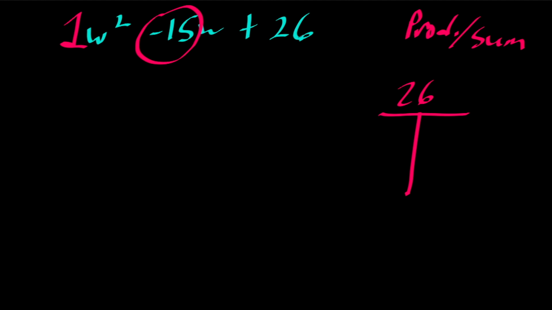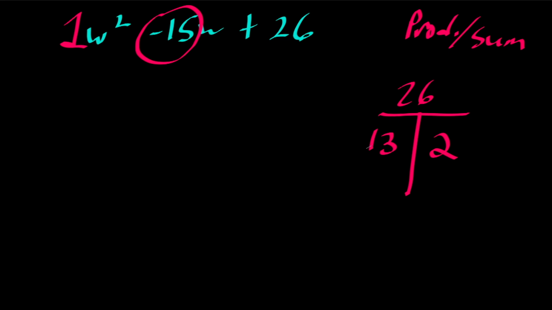So 26. Well, let's just not even think about negative 15. Let's think about positive 15. What 2 numbers could multiply to give you 26 and then add to give you 15? Let's just start there. Well, I could do 13 times 2. That gives me 26. And a positive 13 times a positive 2 gives me positive 26, so I'm good there.